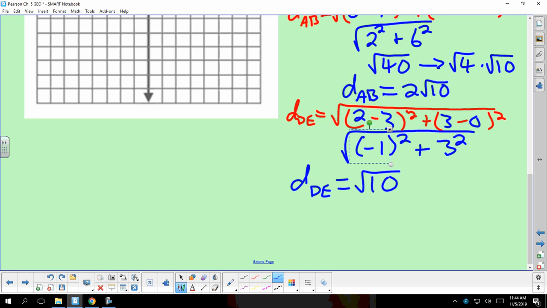So we've shown two things. Mid-segments, connecting midpoints of sides. When we connect the midpoints of two sides of a triangle, the mid-segment will be parallel to the third side and exactly half as long.